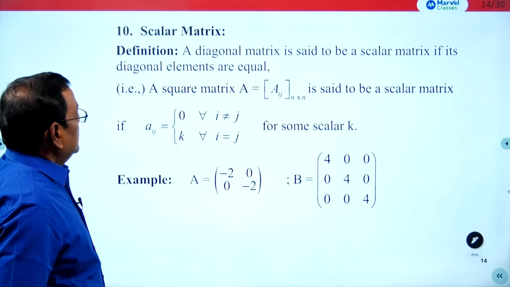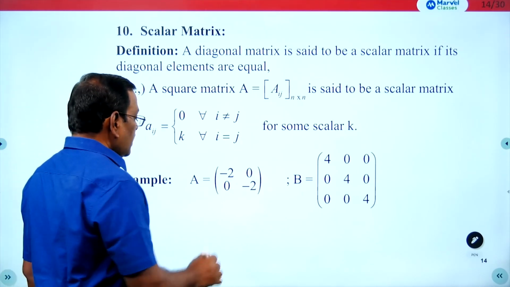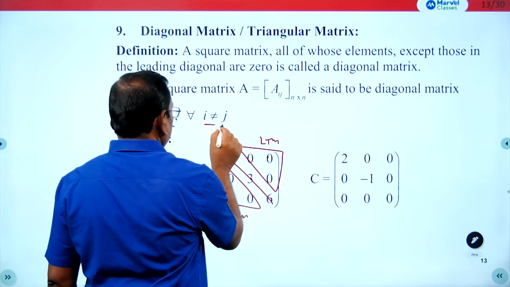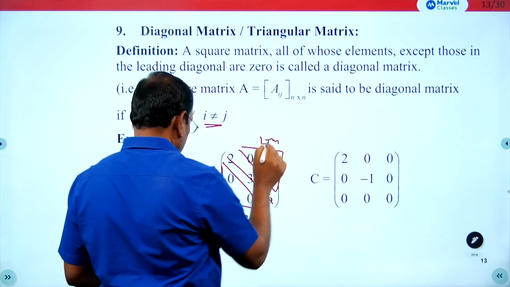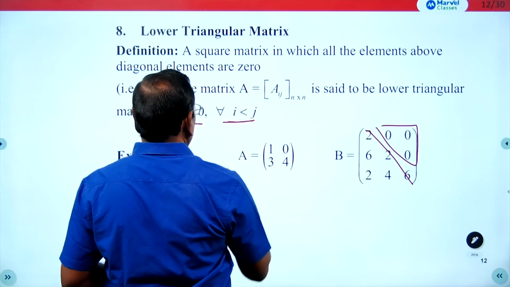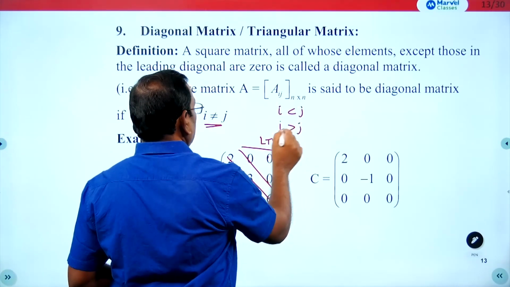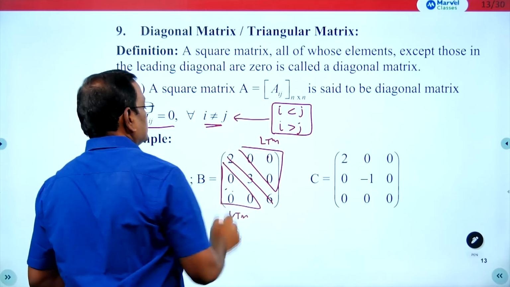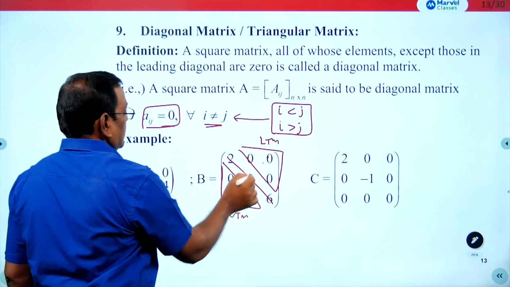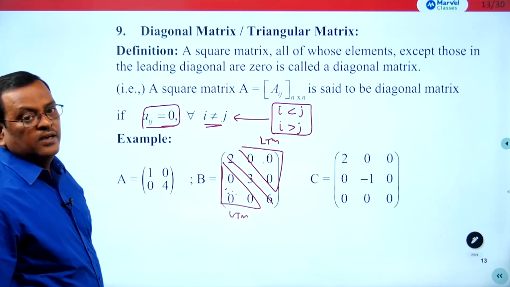Next, scalar matrix. A diagonal matrix is said to be a scalar matrix if the diagonal elements are equal. Here there is only one condition, Aij equal to 0. What is the meaning of this? See here, i greater than j gives upper triangular, i less than j gives lower triangular. If we combine these two inequalities, we get i not equal to j, which means all non-diagonal elements are 0. So the only condition for a diagonal matrix is that non-diagonal elements are 0.